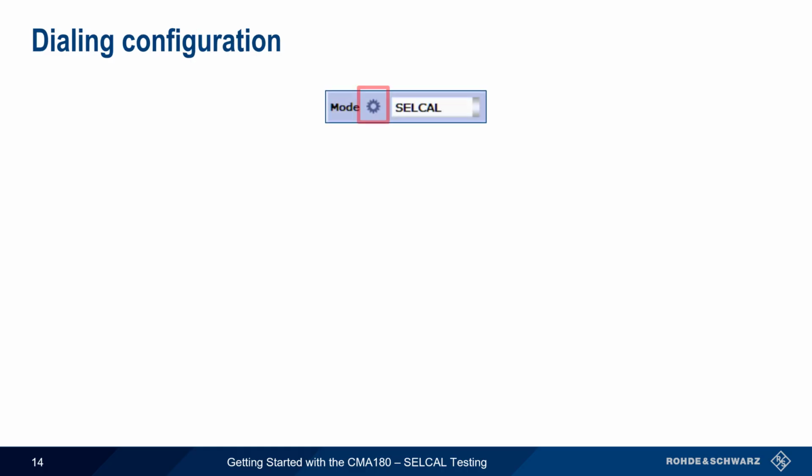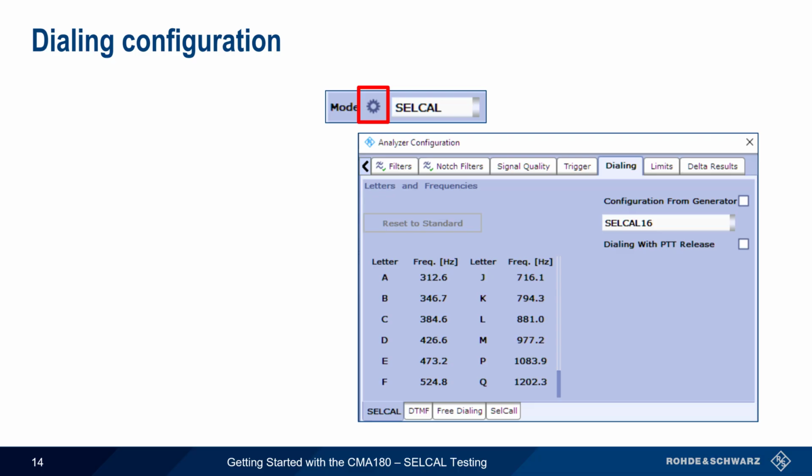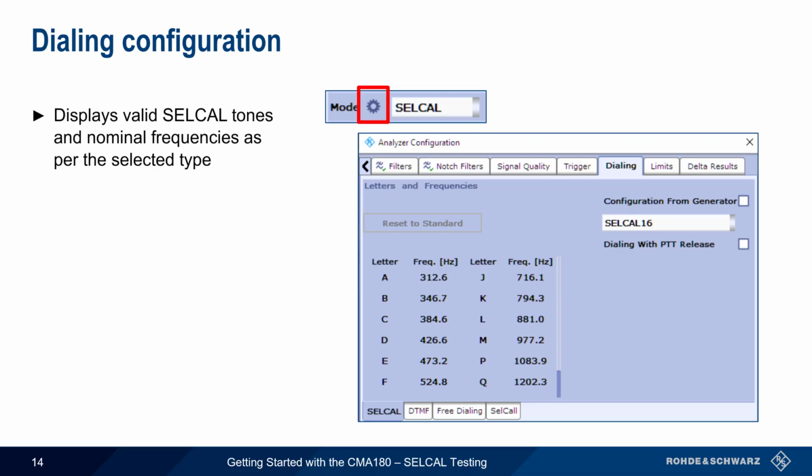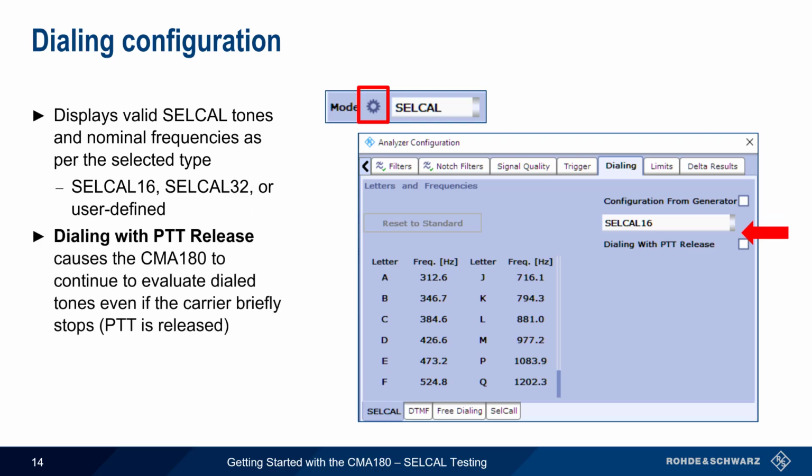Clicking the Settings icon next to Mode brings up the dialing configuration dialog. Here, the valid SELCAL tones and nominal frequency of each tone are displayed. The available tones will depend on the selected SELCAL version. As mentioned earlier, the CMA180 supports both SELCAL 16 and SELCAL 32, as well as user-defined tones. The checkbox below this, Dialing with PTT Release, causes the CMA to continue to evaluate dialed tones, even if the carrier briefly drops, that is, if PTT is released.